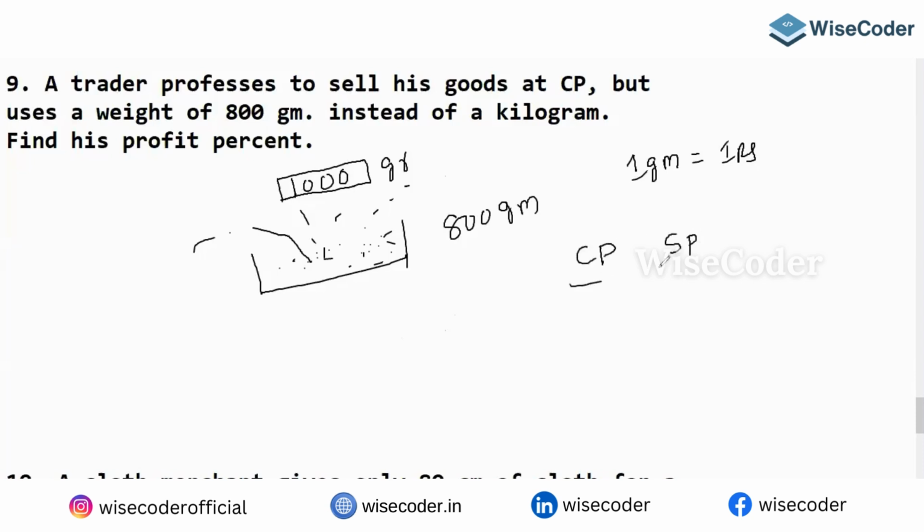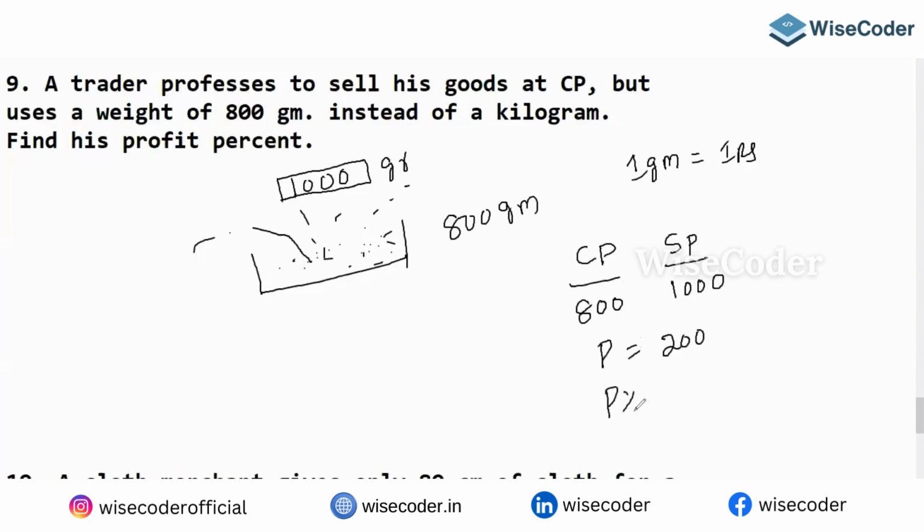Please understand very carefully. I am pouring 800 grams. So for the trader, because he is giving only 800 grams, his cost price is 800. But how many rupees are you paying? 1000 rupees. So the trader's selling price is 1000. So the trader is going to get a profit of what? 200.